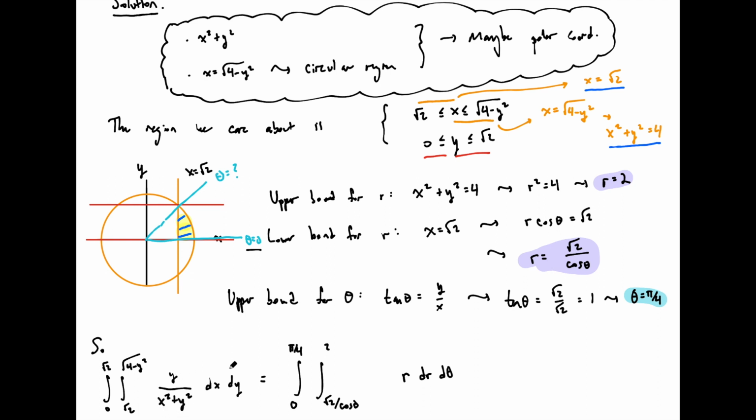The last thing we have to do is just convert this integrand right here. The numerator is y, which is r sine theta, and the denominator is x squared plus y squared, which is r squared. Then after some simplification, all of the r's cancel out. We have r squared over r squared. So we're left with sine of theta dr d theta. At this point, this is just a regular iterated integral to evaluate.